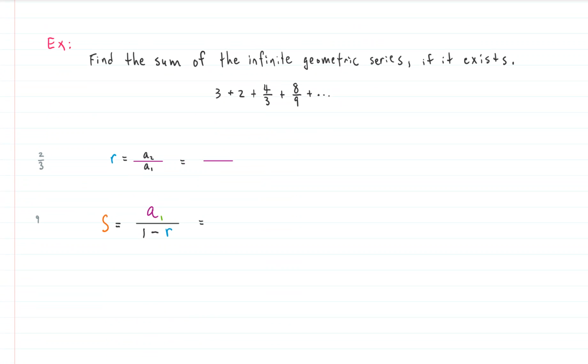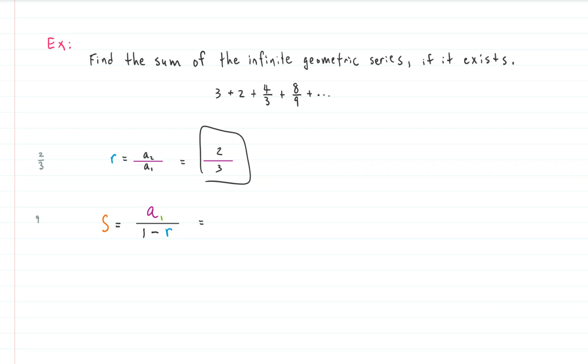Let's do another example. Find the sum of the infinite geometric series if it exists, and our terms are 3 plus 2 plus 4/3 plus 8/9 plus, and then it keeps going forever. So we first need to find our common ratio, and we find that by taking the second term divided by the first term. The second term is 2, and the first term is 3. So that was easy. No simplification needed. So we found 2/3 as our common ratio.